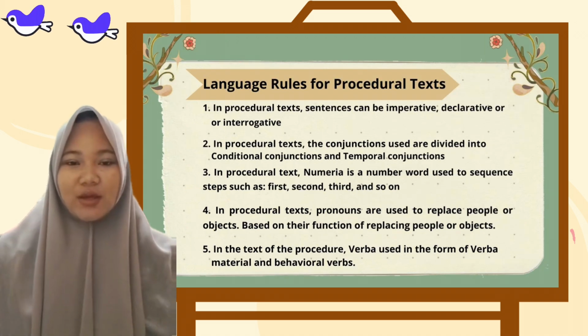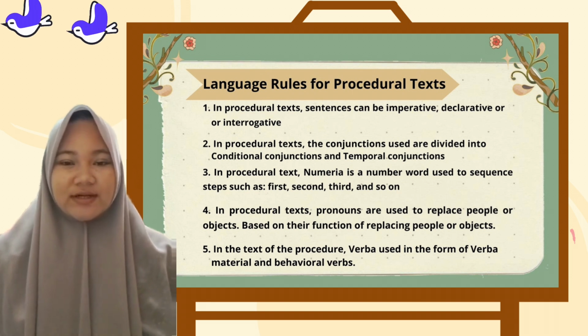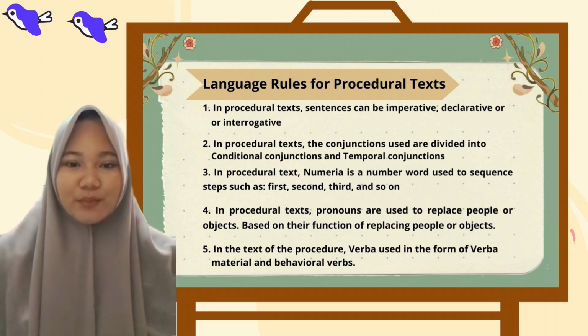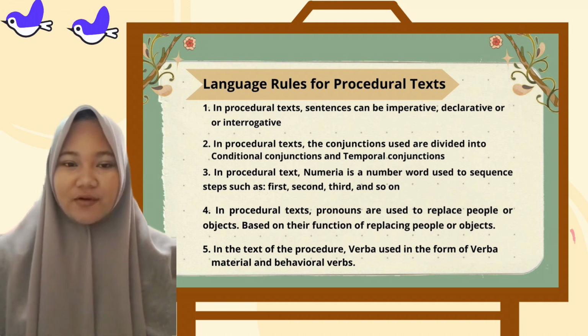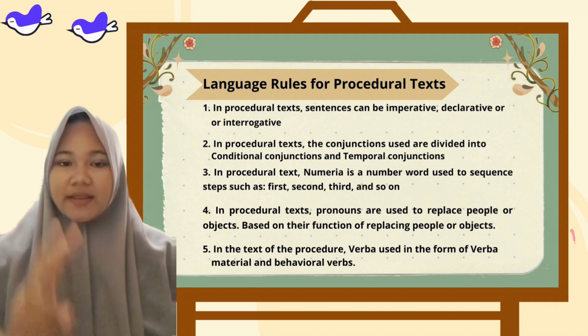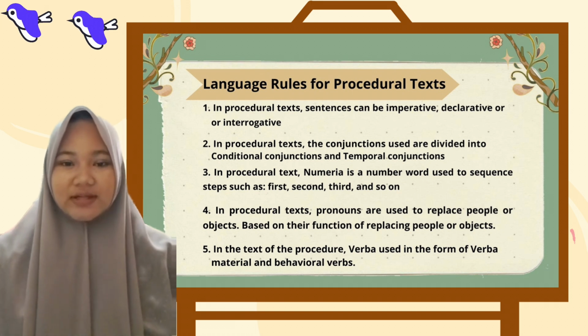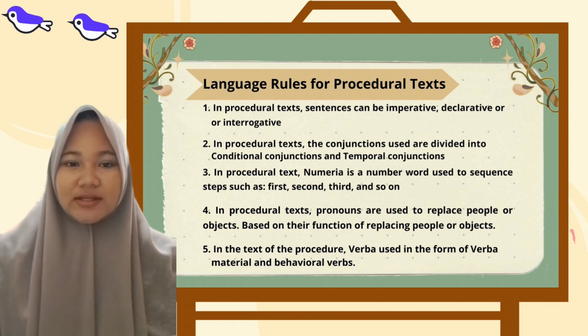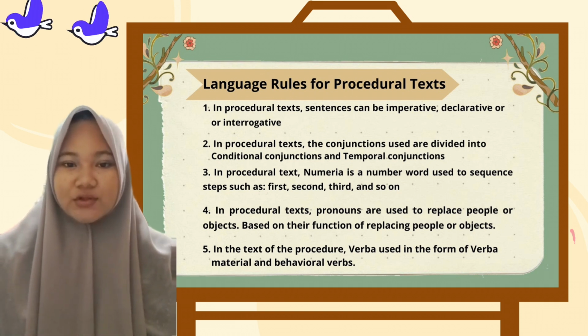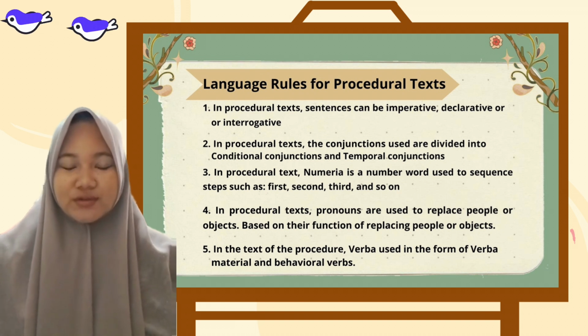Okay, next, language rules for procedural text. Number 1, in procedural text, sentences can be imperative, declarative, or interrogative. Number 2, in procedural text, the conjunctions used are divided into conditional conjunctions and temporal conjunctions.